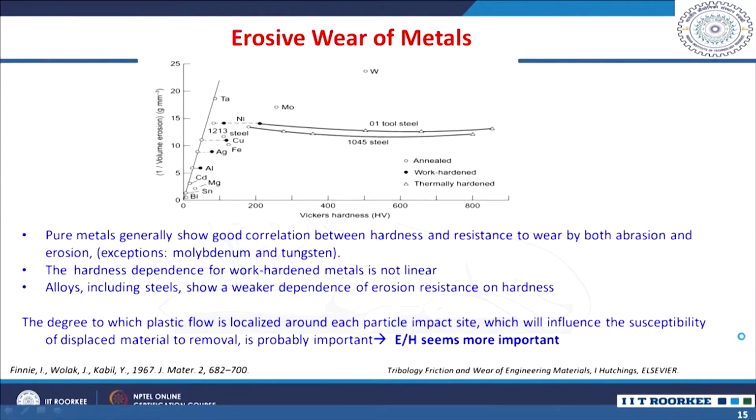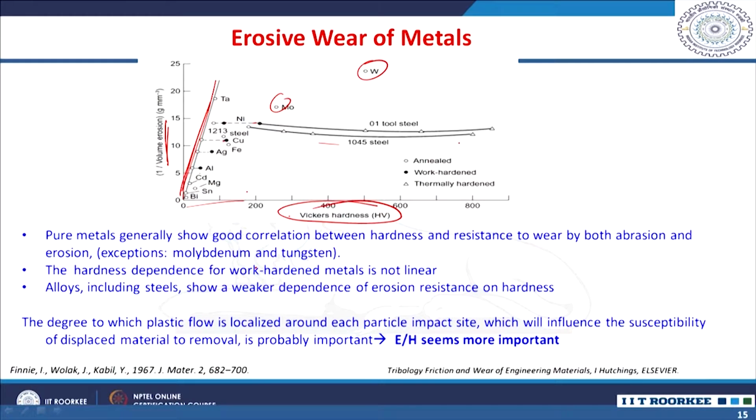So, if you look at the erosive wear of several metals, pure metals generally show a good relation with hardness and resistance to wear by both abrasion and erosion. Of course, there are certain exceptions like tungsten or molybdenum, but you can see the resistance, the inverse of the volumetric erosion, versus the Vickers hardness. You can see that pure metals always show an increase in erosion resistance with increase in hardness. But the hardness dependence for work hardened material is not linear, and alloys including steels show a weaker dependence of erosion resistance on hardness.